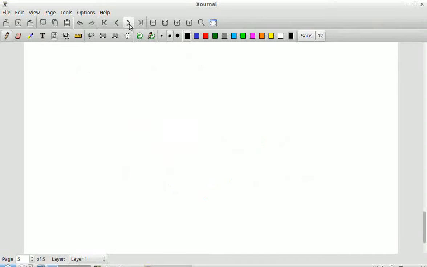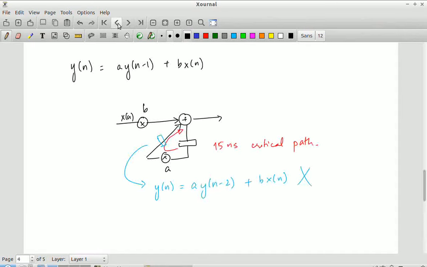Alright, so now that ends our discussion of pipelining. Can you delay x of n? Yes, you can delay x of n. Delaying x of n is not a problem, but the moment I have introduced this blue register, y of n is wrong. No matter what I do, it doesn't matter. Because the relationship between y of n and y of n minus 2 has already gone wrong.